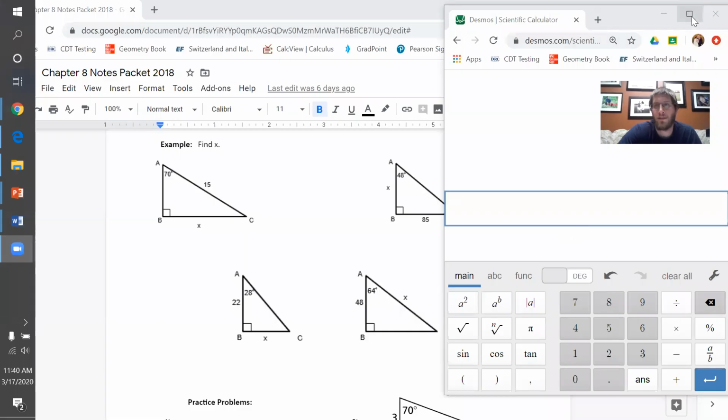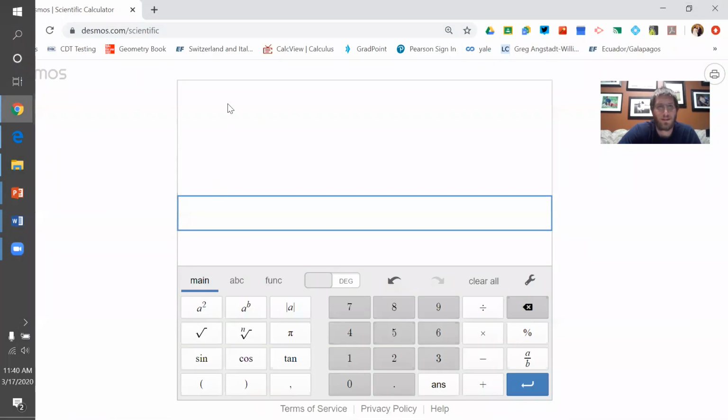So in order to solve that, if you don't have a calculator at home, we can get around that by using our good friend Desmos.com. So Desmos not only has a graphing calculator, but it also has a scientific calculator. So if we look at our Desmos scientific calculator, just desmos.com/scientific, I can type in 15, so 15 sine, which there's a sine button over here, and I'm taking 15 sine of 70.